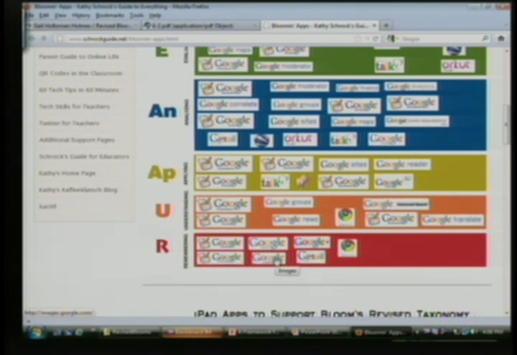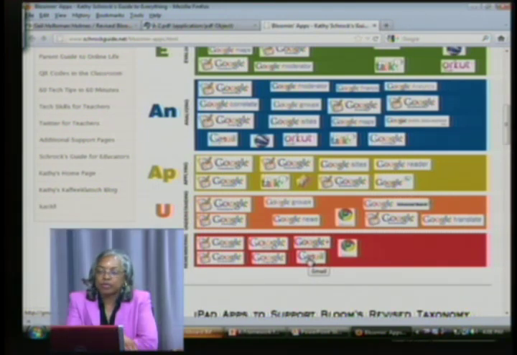You could also use Google Draw. Google Draw is a graphic organizer that allows you to create mind maps on Google. With these mind maps, you can collaborate with other students, so they could create, theoretically, one map together. She's also looked at the understand level, Google Translator, Google News.